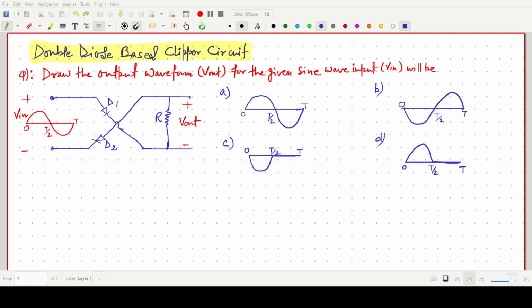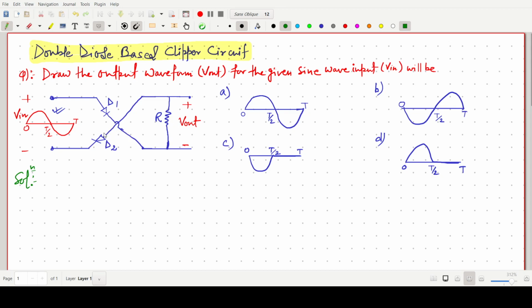Welcome everyone. In this video, we will solve this double diode based clipper circuit. In this question, the given diodes D1, D2 are ideal and the sinusoidal input is given across the input side. We have to find the output voltage waveform, V output. This one is a simple diode based clipper circuit using two diodes.